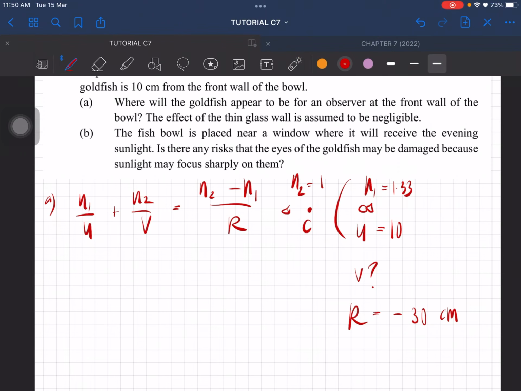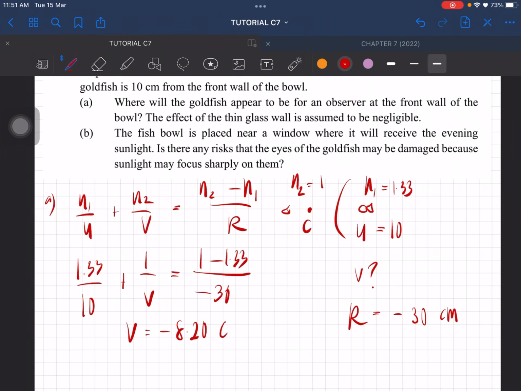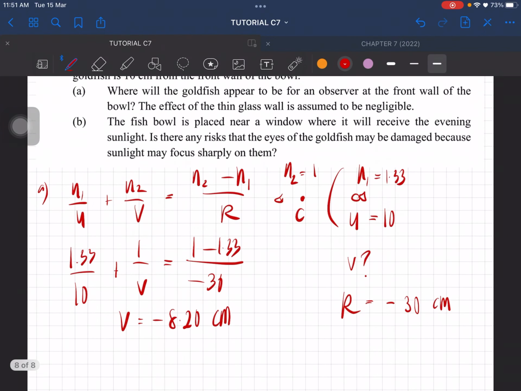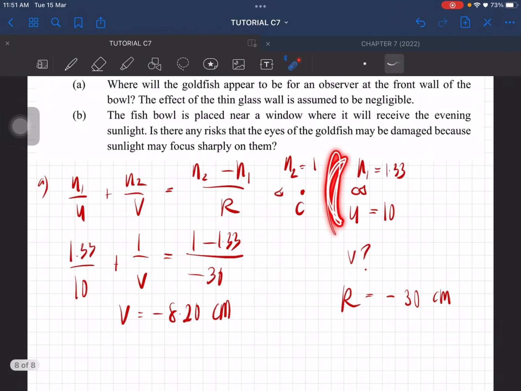Okay, so we are just going to use directly this equation. So you put 1.33 divided by 10 plus 1 over v equals 1 minus 1.33 over negative 30. So v is going to be equal to negative 8.2 centimeter. Alright, so that is the image distance from the front wall.